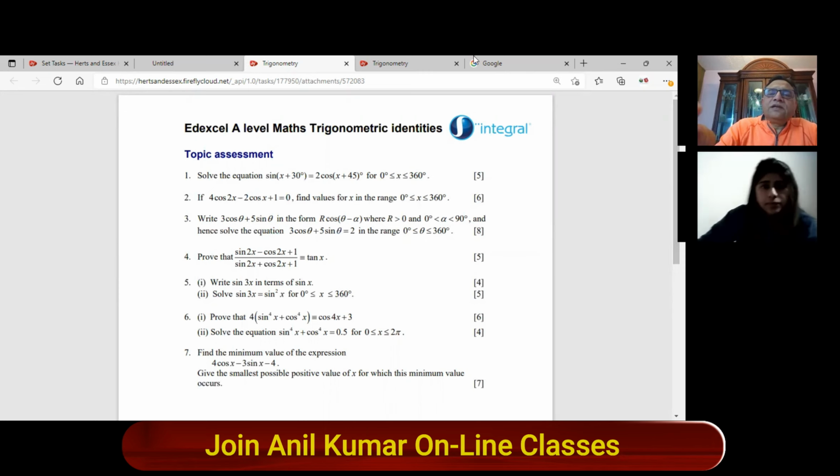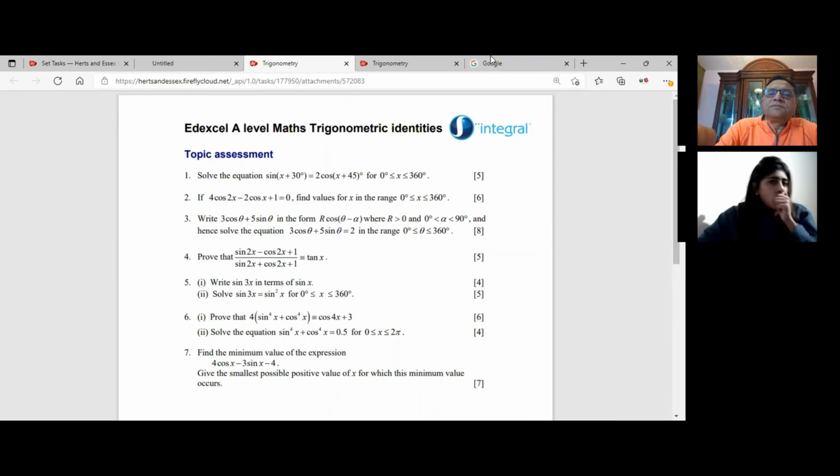So very first question, can you read and then we'll try to answer this. Yeah. So solve the equation sine of x plus 30 equals 2 cos of x plus 45, where x is between 0 and 360 degrees. Correct. So how will you do it?